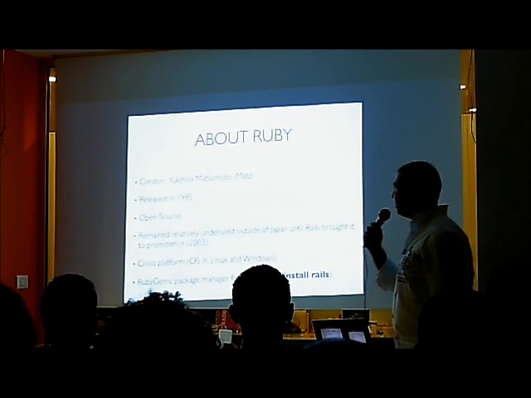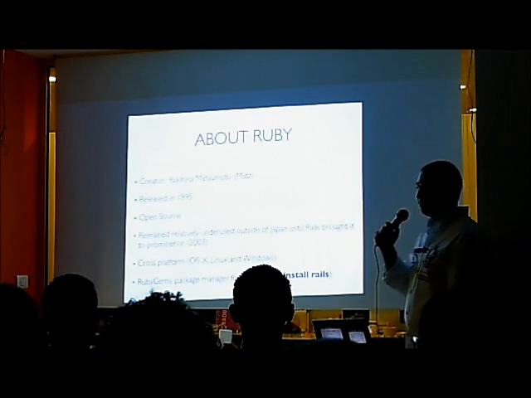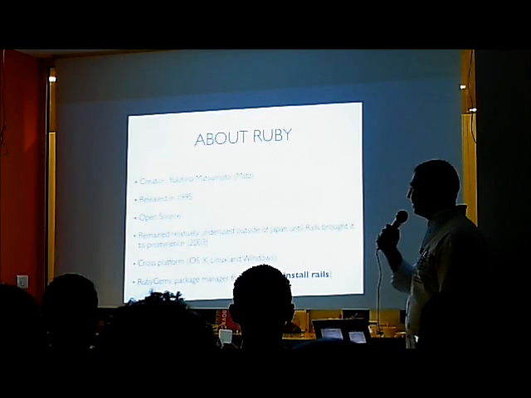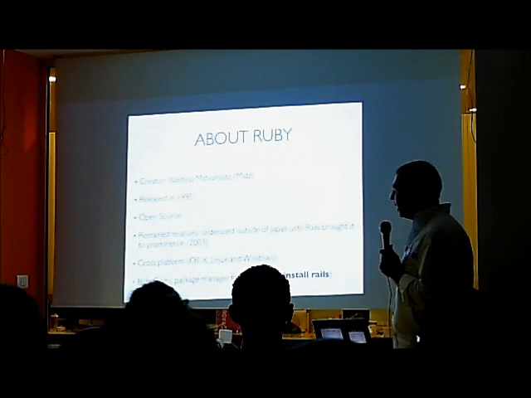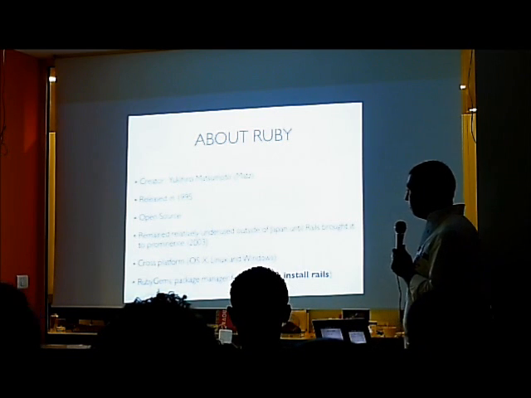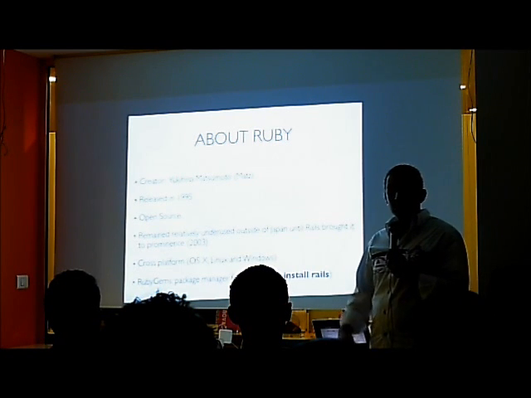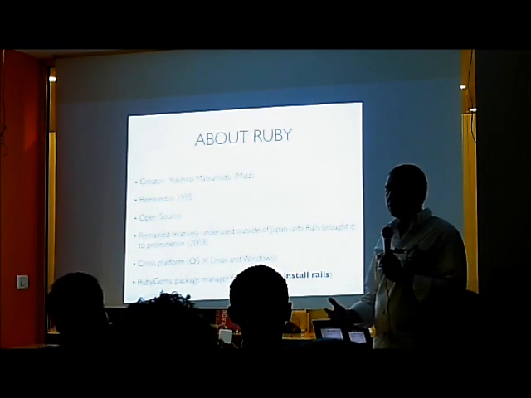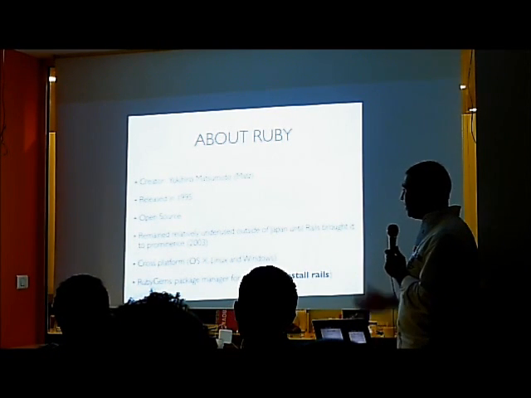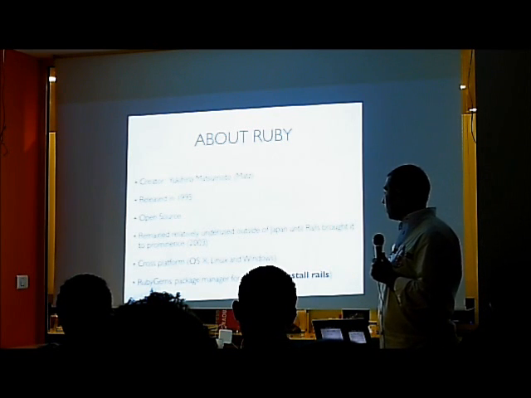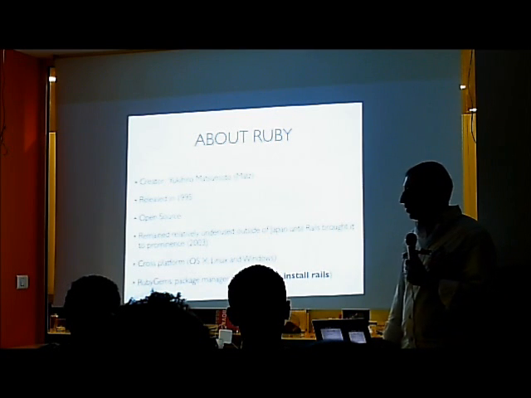Okay. So about Ruby, the creator is Yukihiro Matsumoto, called also Mats in short. Ruby was first released in 1995, and it's open source. So the idea that Mats had was he wanted to create, as he says, a better Perl and a more object-oriented Smalltalk. So he came up with Ruby. Ruby remained relatively underused outside of Japan until Rails brought it to the light in 2003.